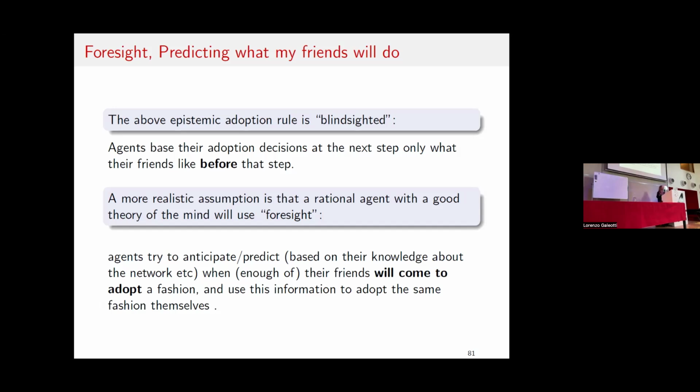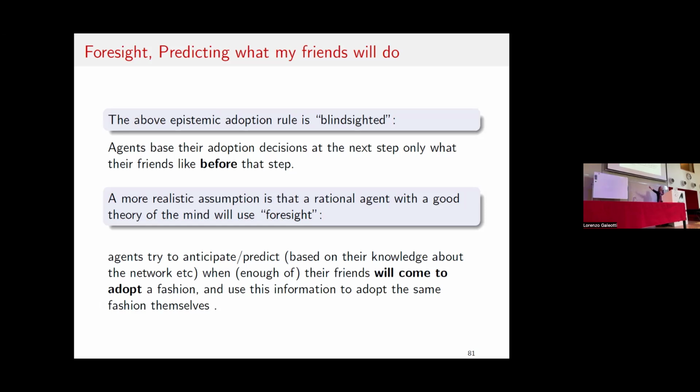when you have the epistemic ingredient in these networks, there is much more that you can do than just saying, oh, I know that all my friends are adopting something now, and then I'm going to adopt it myself at the next step. The epistemics can actually be used to speed up the way that the information flows within the network. And this is something that we have called foresight. That's because agents can anticipate, they can predict that enough of their friends are going to adopt in the long run a feature.